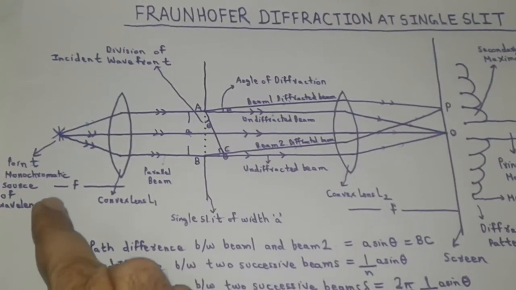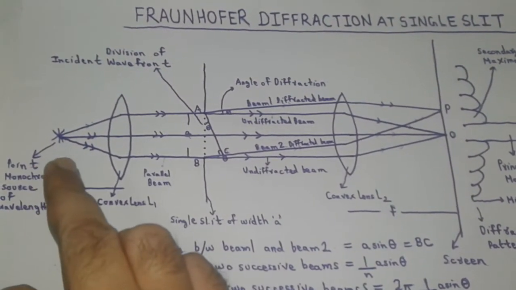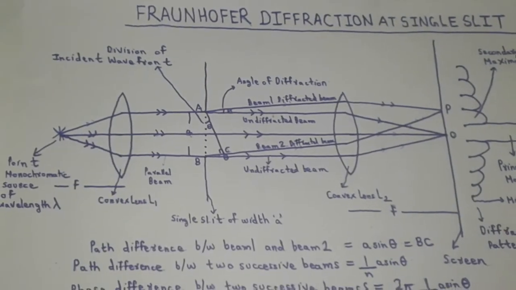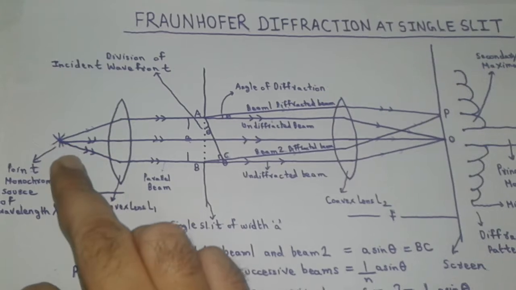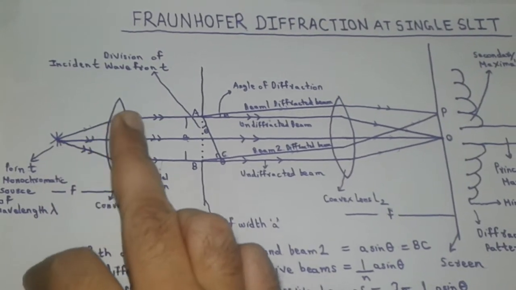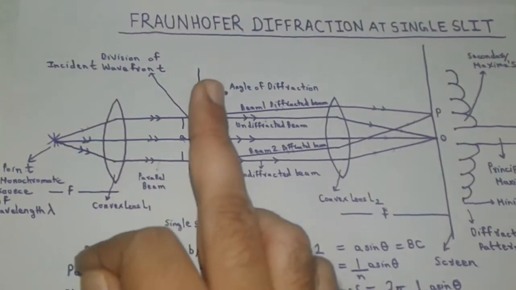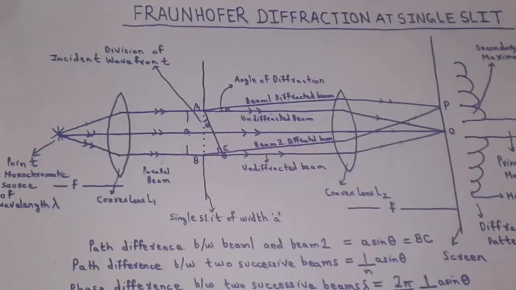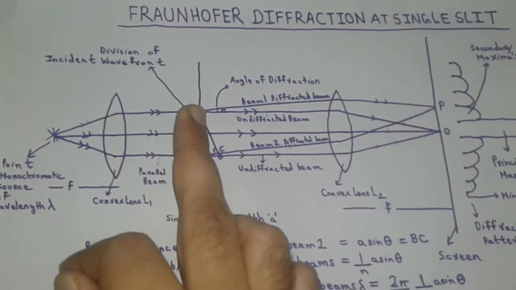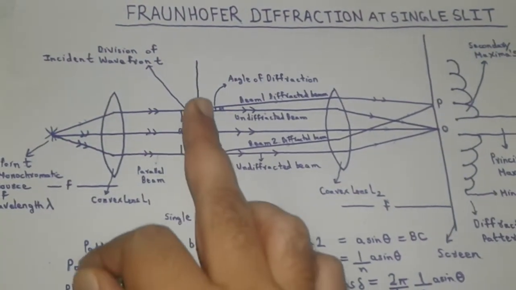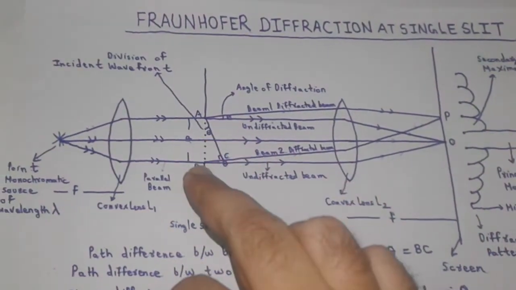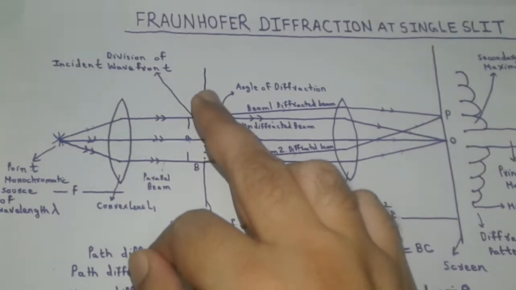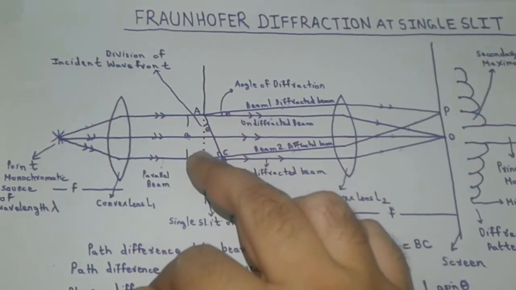Let a point monochromatic source is placed at the focus of the convex lens. The beams emitted from the point monochromatic source after passing through the lens becomes parallel. Let the wavefront is incident on a single slit of width A. The slit divides the incident wavefront into n equal parts.